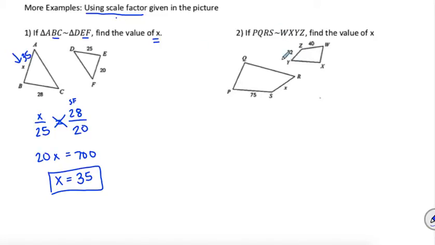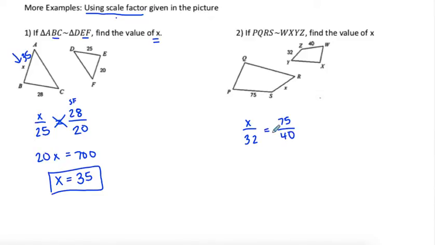On number 2, x is what we're finding here, which is S to R. So if I look at S to R here, I want it to go with ZY on the other one. So ZY is known at 32. That's not my scale factor because I have an unknown. So if I used x, I'm going to start with 75, which is P to S. P to S should go with W to Z. W to Z is 40.